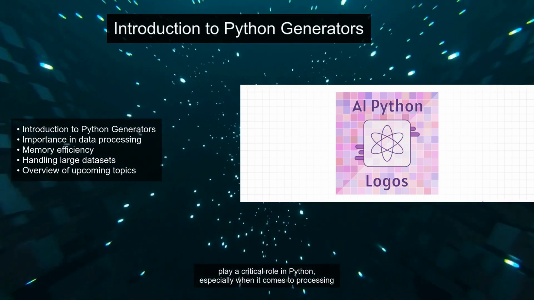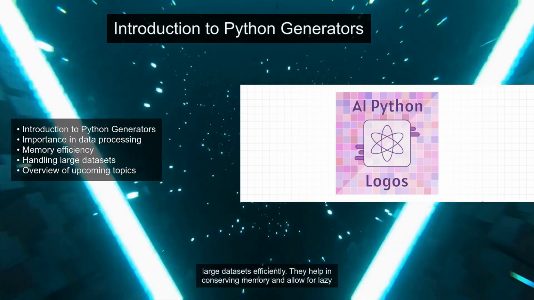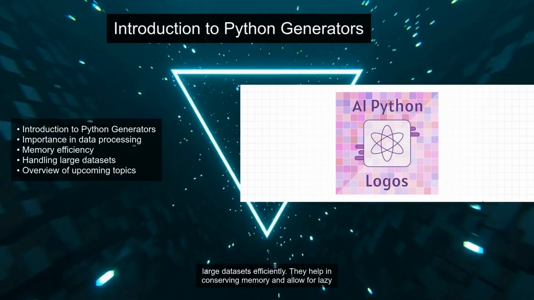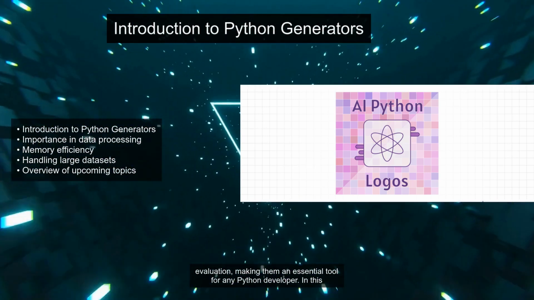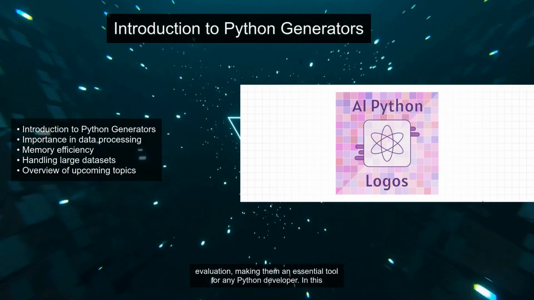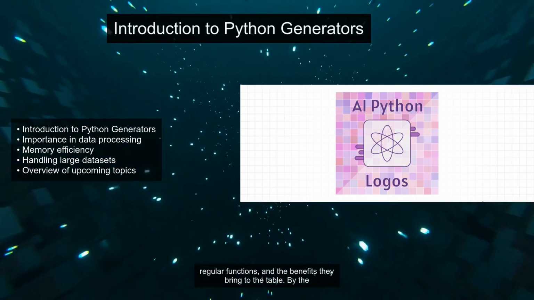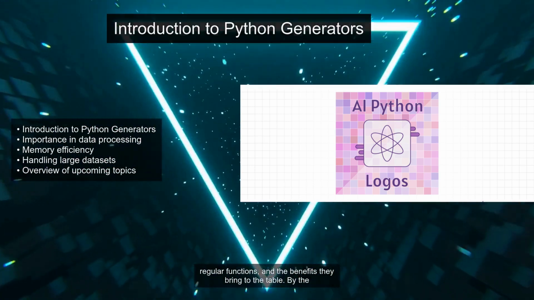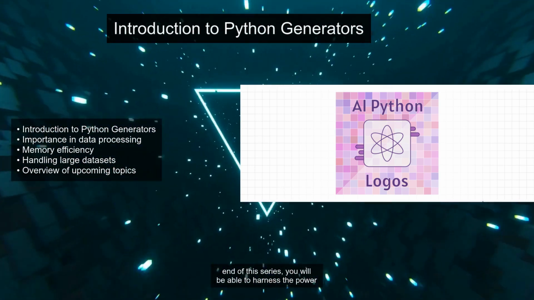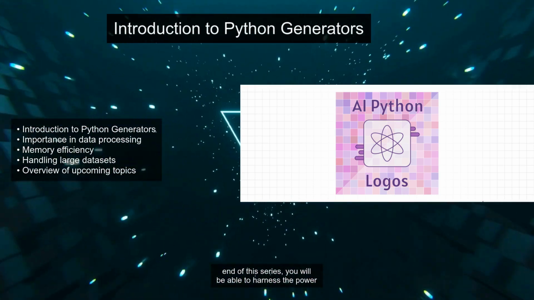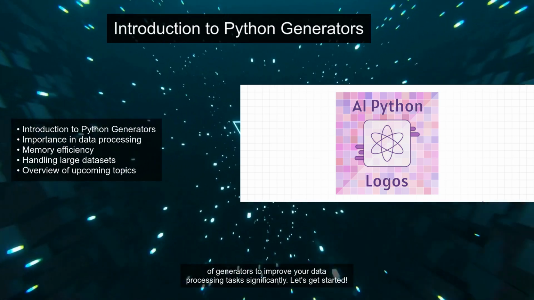Generators play a critical role in Python, especially when it comes to processing large datasets efficiently. They help in conserving memory and allow for lazy evaluation, making them an essential tool for any Python developer. In this video, we will delve into what generators are, how they differ from regular functions, and the benefits they bring to the table. By the end of this series, you will be able to harness the power of generators to improve your data processing tasks significantly.